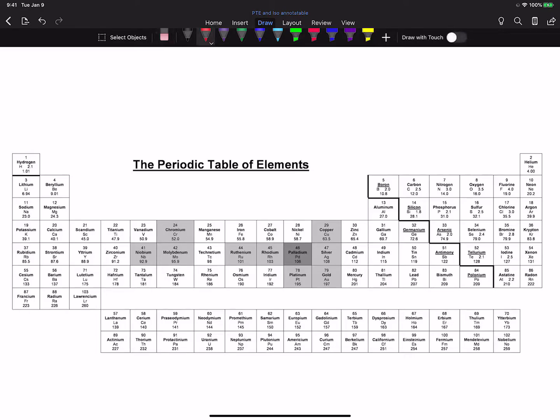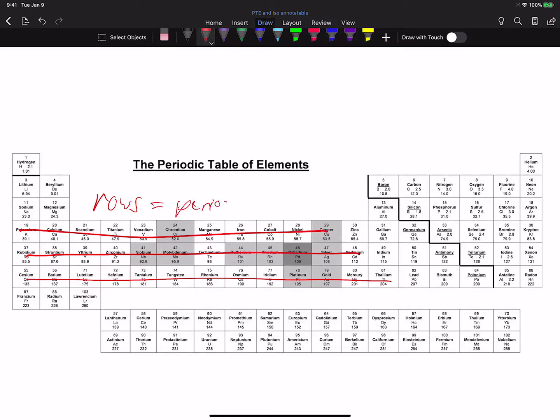So looking at the periodic table, the rows, so here I am identifying the rows in red. We don't call rows rows on the table, we call them periods. You also have columns, so the columns go up and down. Here I am showing them in purple, and the columns we refer to as groups.